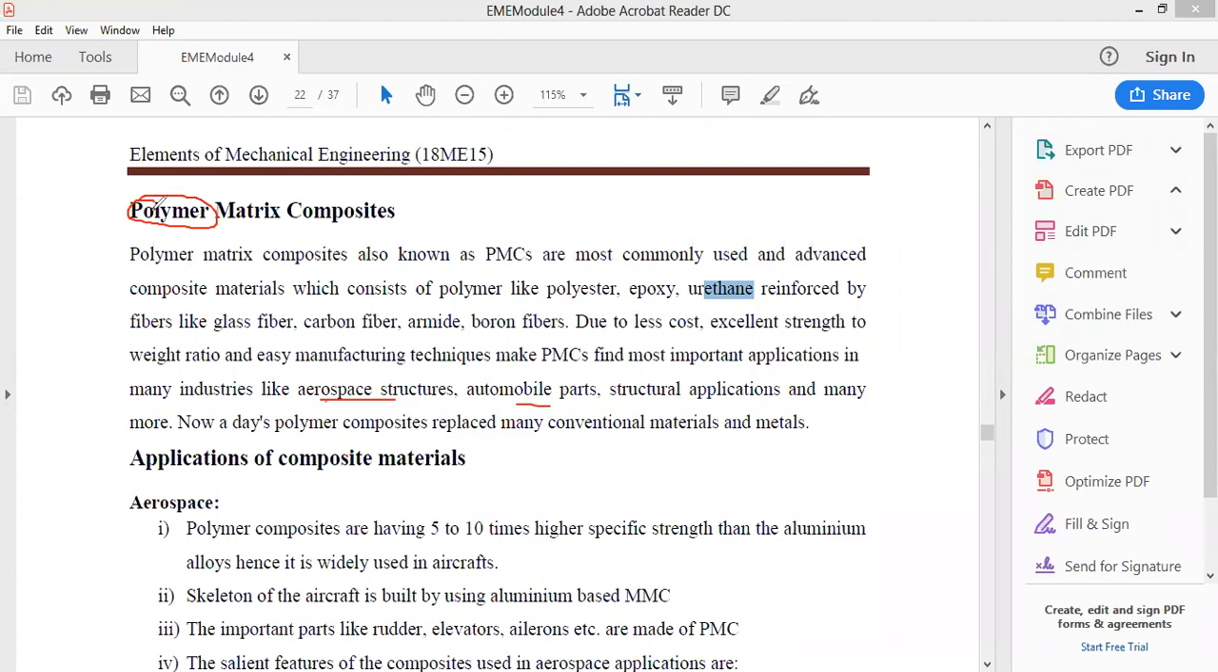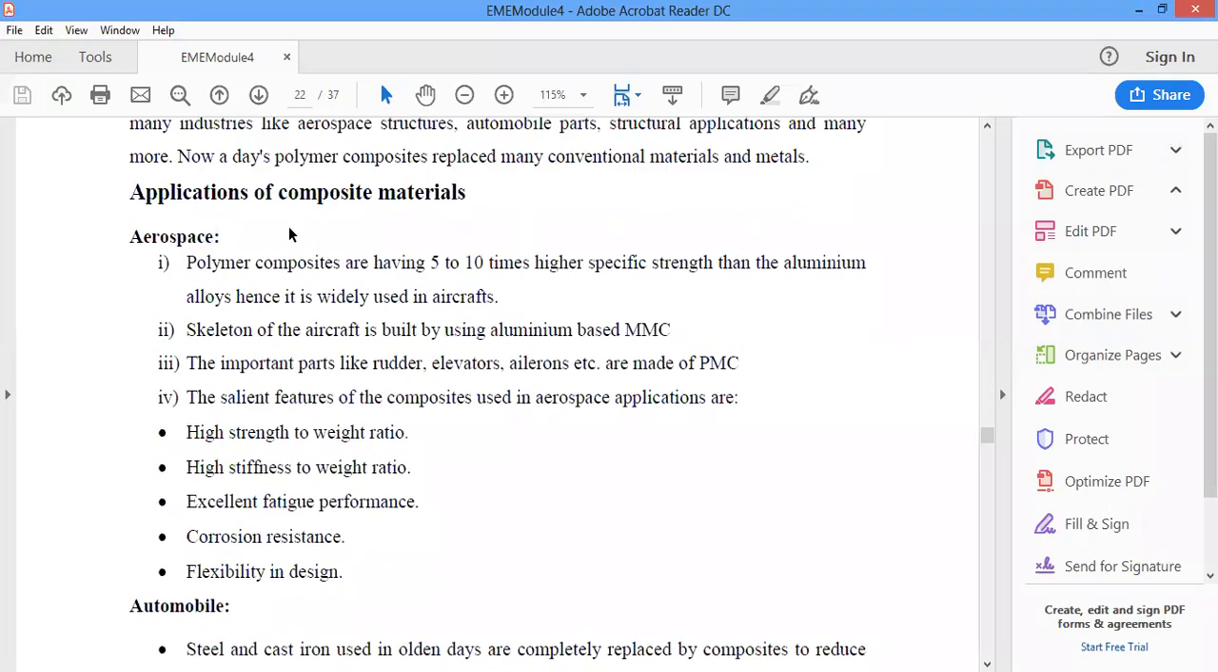Right? For the aircraft we actually need higher strength with low weight, so that the flying capacity is going to be increased, especially the efficiency. So, some of the applications of composites: polymer composites have about 5 to 10 times the specific strength of aluminium metal or aluminium alloy. That means they have better strength when compared to even the aluminium alloys. So thereby they are used in aircraft. Also, it is lighter in weight.